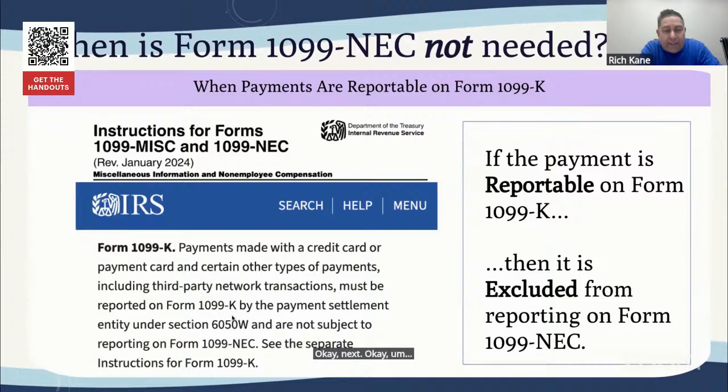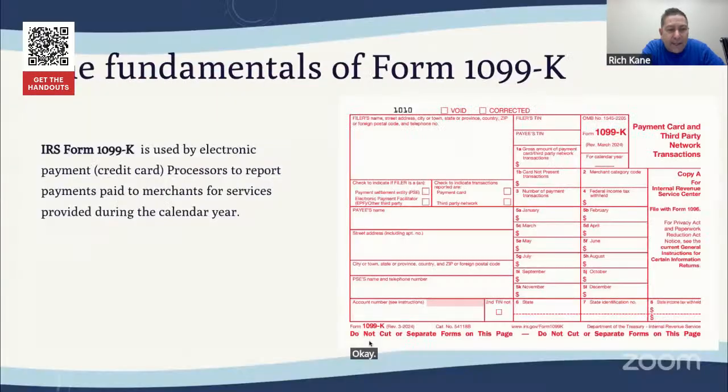Obviously, it talks about when it's not needed, except for attorneys: when payment is by Venmo or PayPal issued to a company, and when it's done on your credit card. Okay, let's go on to the next one.